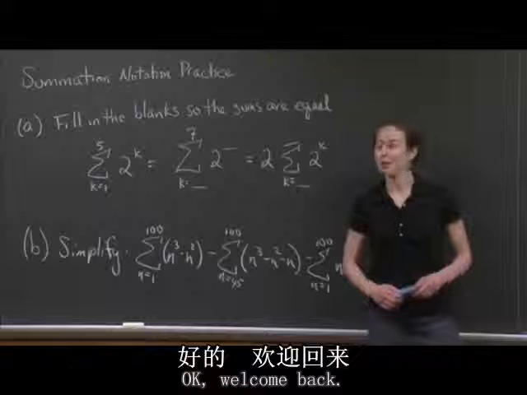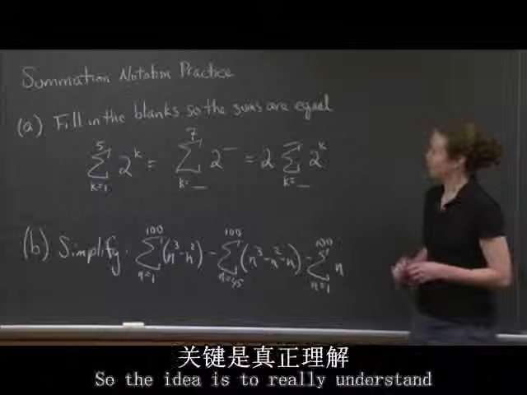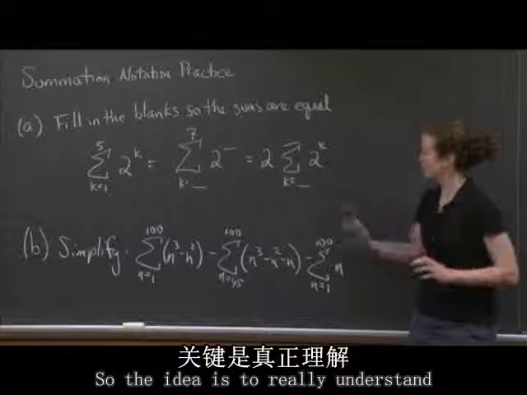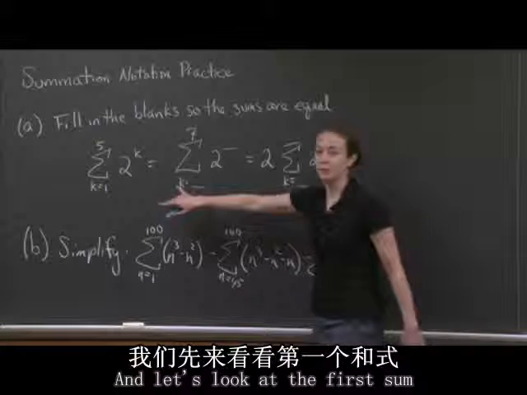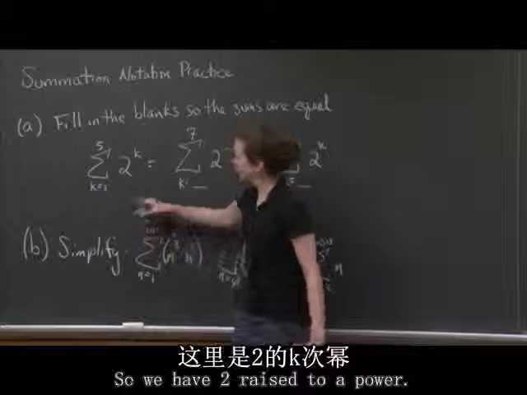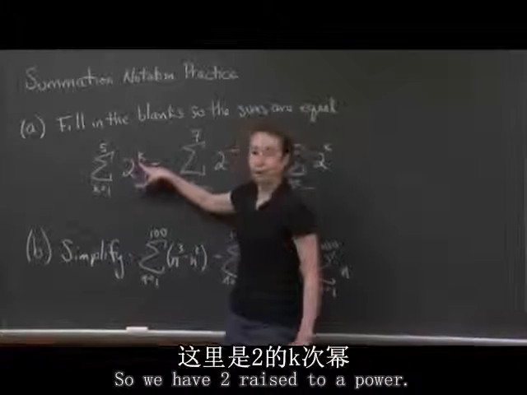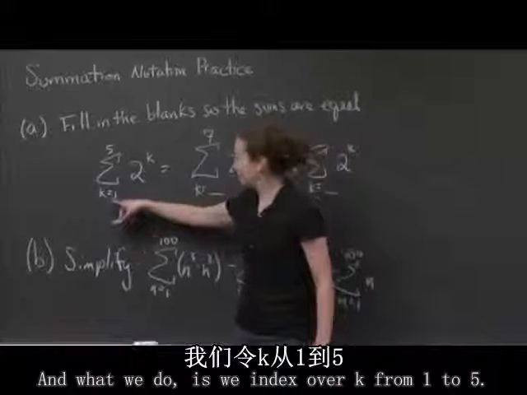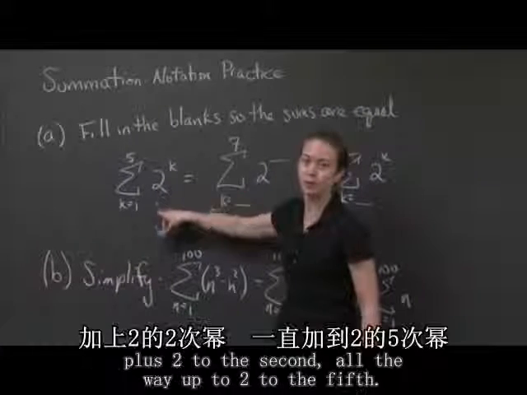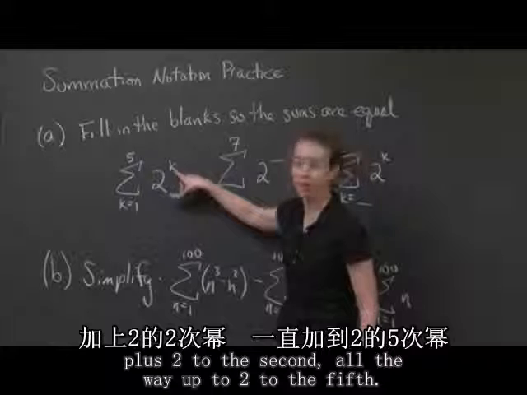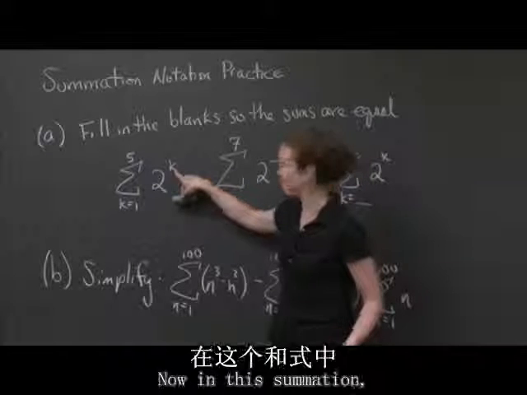Okay, welcome back. We're going to start with the first problem. So the idea is to really understand what each of these pieces represents. And let's look at the first sum and make sure we understand what's going on. So we have 2 raised to a power. And what we do is we index over k from 1 to 5. So we're going to take 2 to the first plus 2 to the second all the way up to 2 to the fifth. And that's where the sum stops.